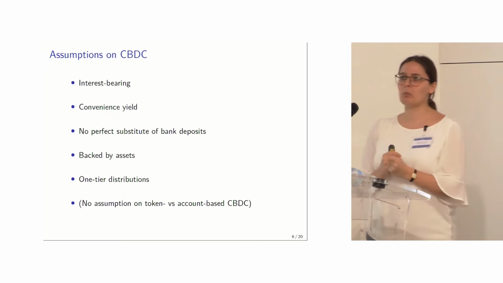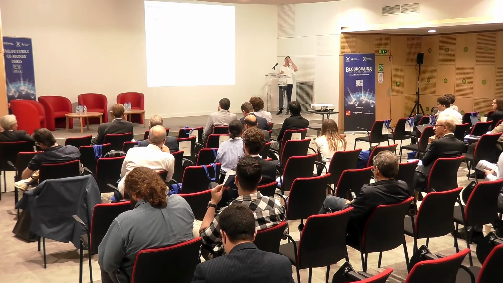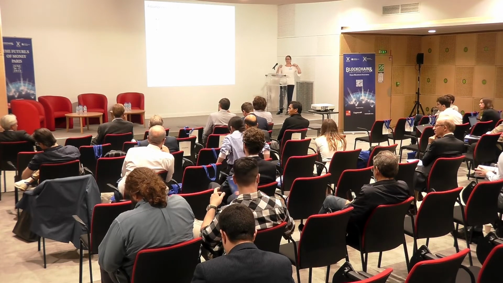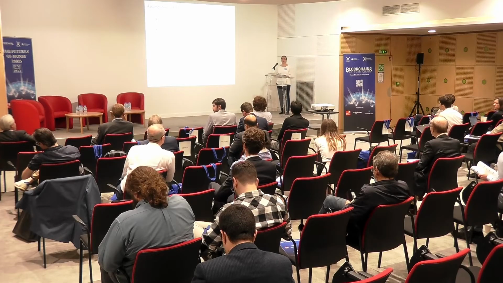On the fourth bullet, backed by assets: how is this different from cash? Why should this be different from cash? It just means that we cannot do helicopter money with CBDC. If we issue a CBDC, then we must back it by assets. That can be risky securities if we want to continue with quantitative easing, or they can be treasuries, for example.